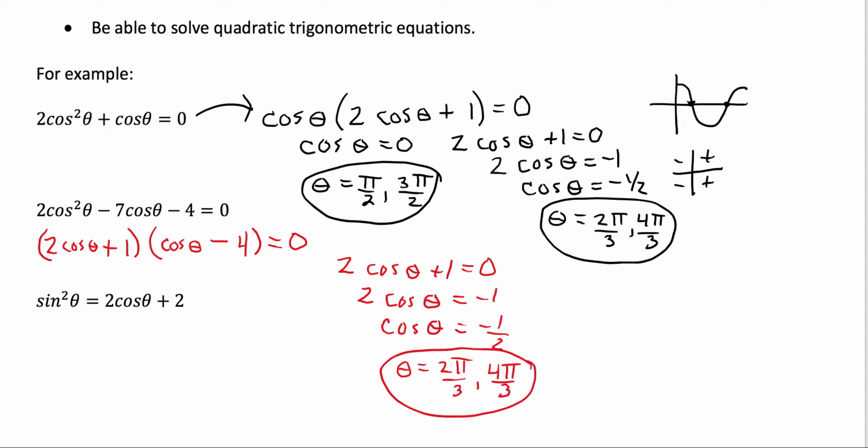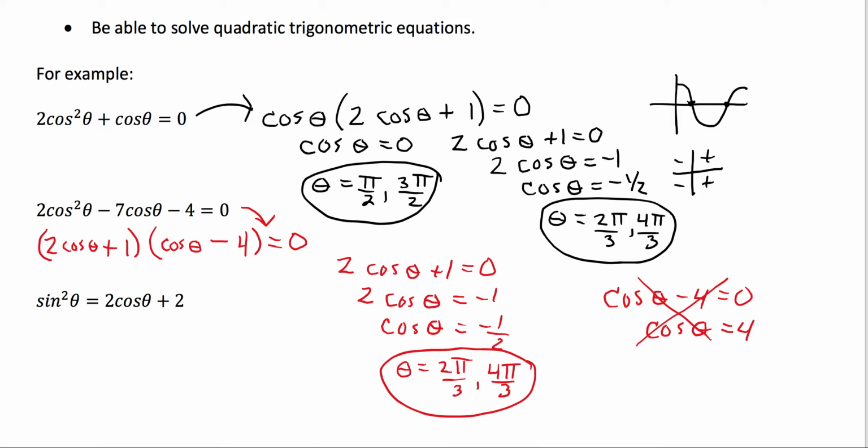My other one, cosine theta minus 4 is equal to 0. We're going to add 4 to both sides. We get cosine equaling 4. We know that that is never possible because the highest cosine value on the graph is at 1. So this is a no solution, so we pretty much ignore this one. The only answers would be 2 pi over 3 and 4 pi over 3 for the second one.